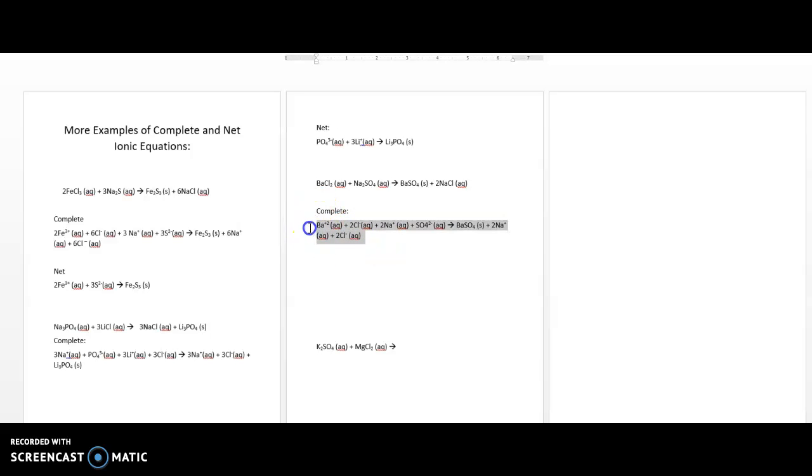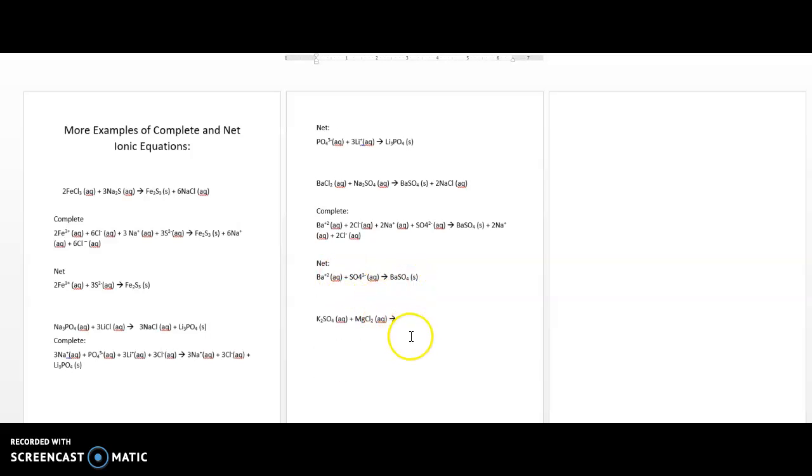So for the net ionic equation, what I'm going to do is get rid of anything that does not change form. Okay, so I'm going to do this as a copy and paste. So the barium and the sulfate are the ones that change form. The sodium and the chloride I get rid of because they do not change form. These go from aqueous to solid. Nothing else goes from aqueous to solid.